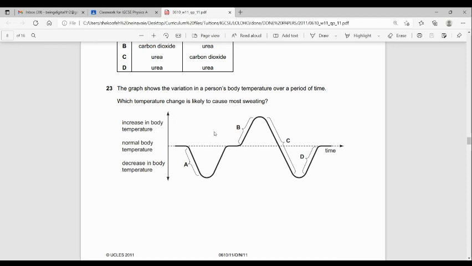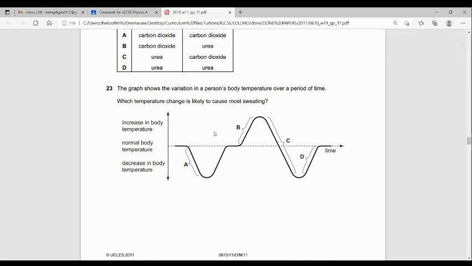Question number 23, the graph shows the variation, make it a bit bigger. The graph shows the variation in a person's body temperature over a period of time. Which temperature change is likely to cause more sweating? Decrease in body temperature, normal body temperature, and increase in body temperature.